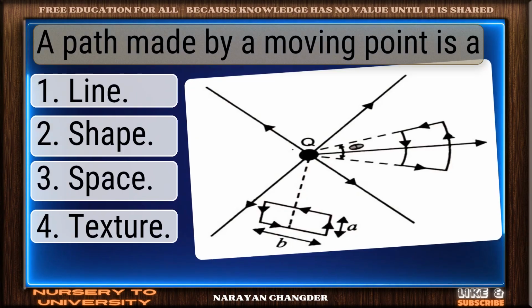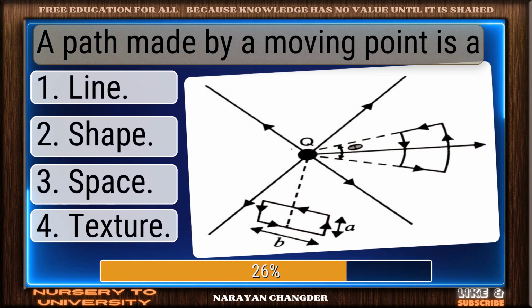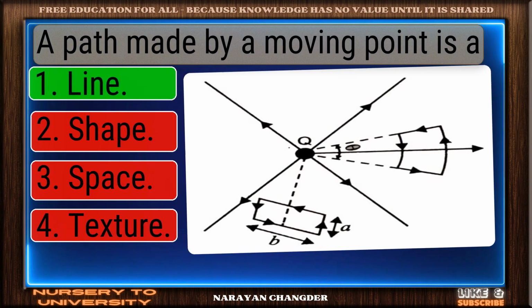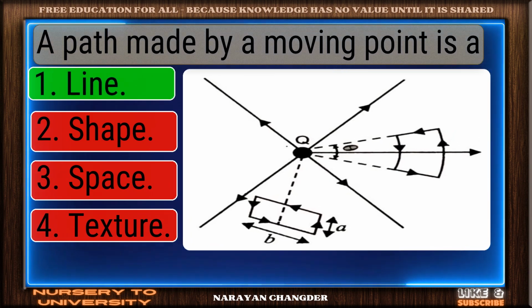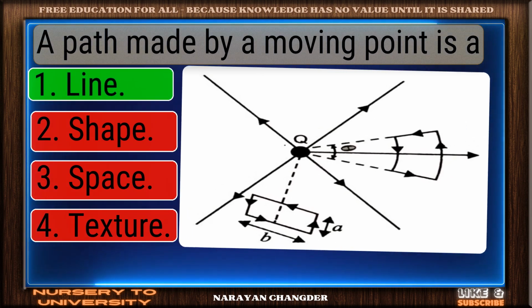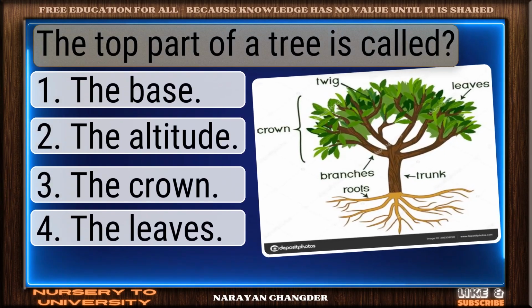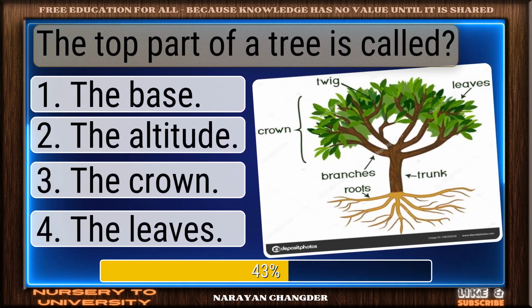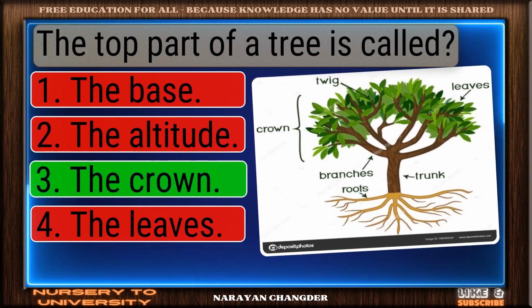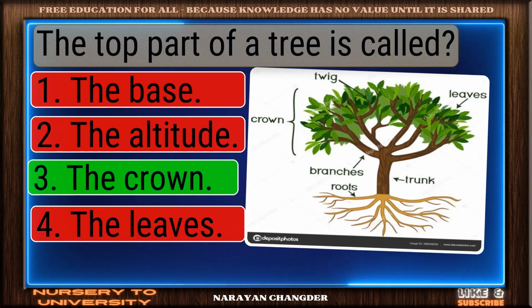A path made by a moving point is a. Clear logic. Your choice line is sound and 100% true. The top part of a tree is called. You chose the crown, and it is correct.